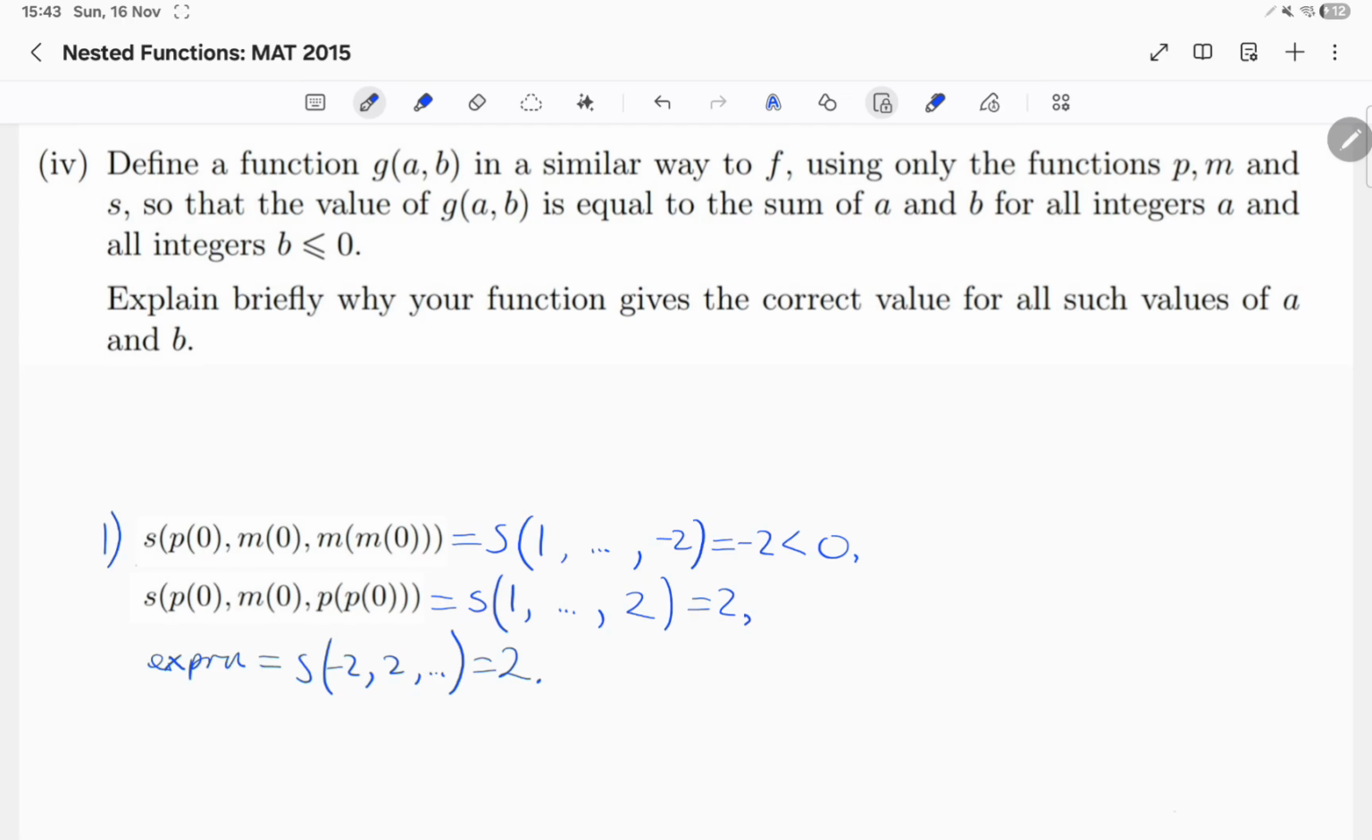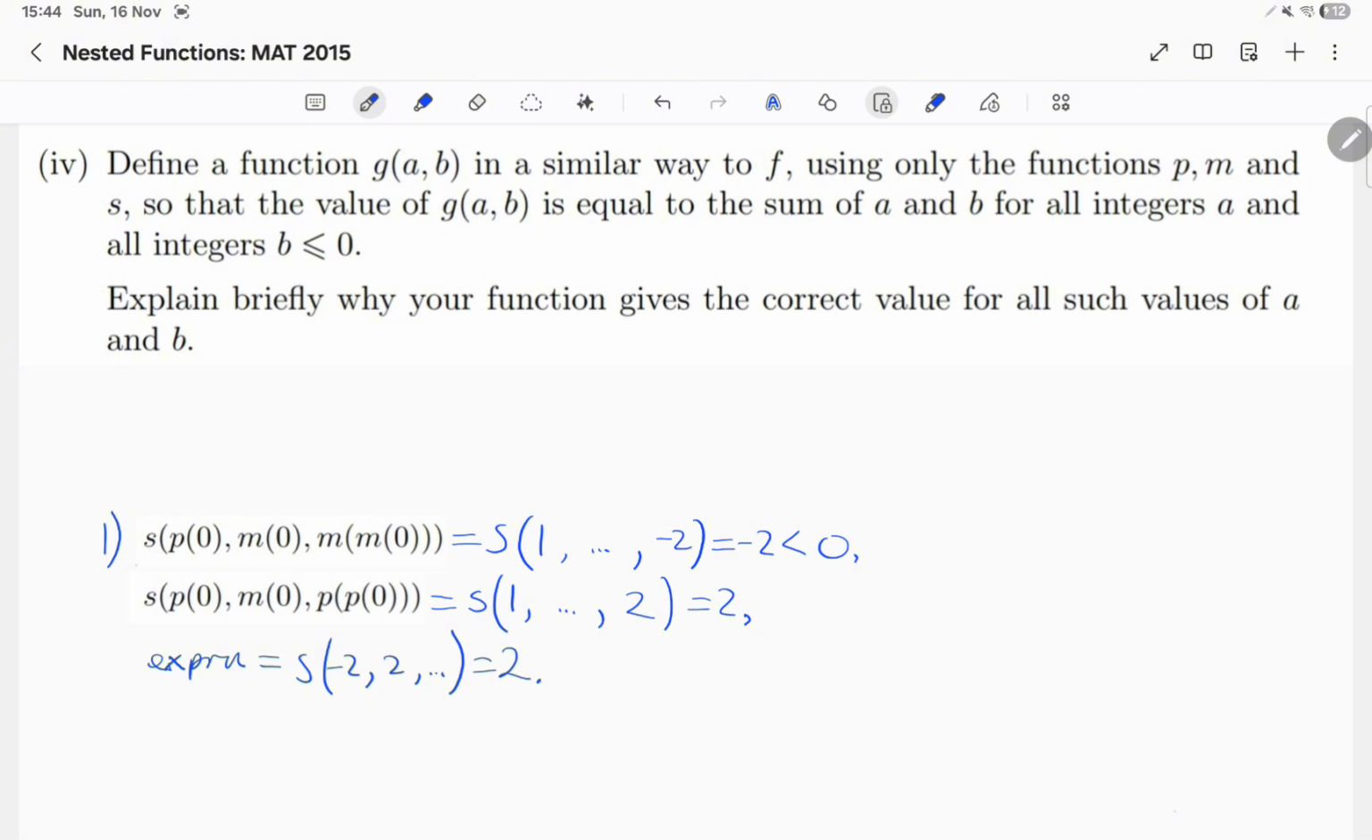Let's get started with part 1. Firstly, we'll evaluate the first part of the big function, and that is s of p of 0, m of 0, m of m of 0. This is equivalent to s of 1, something we don't care about, and negative 2. And thus we have negative 2 as the solution for this first part of the function.